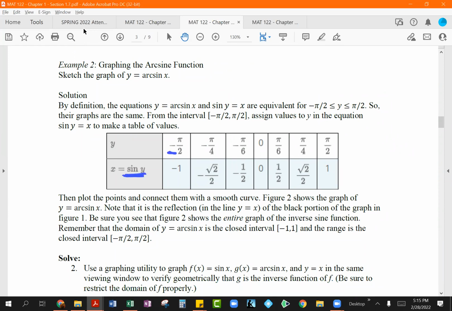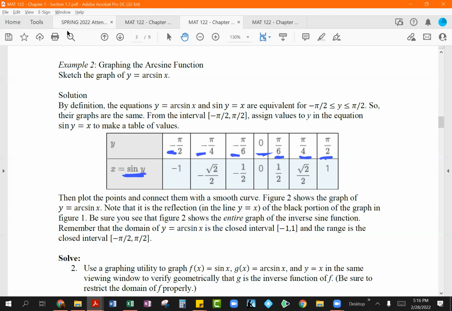And then working backwards, you can figure out what your y values are going to be. So using it in kind of a reverse order. They're saying you're going from the interval of negative pi halves to positive pi halves for the y value, but think of those as the x values for the sine function, and then think what your y values are going to be. So again, you're doing that interchange.